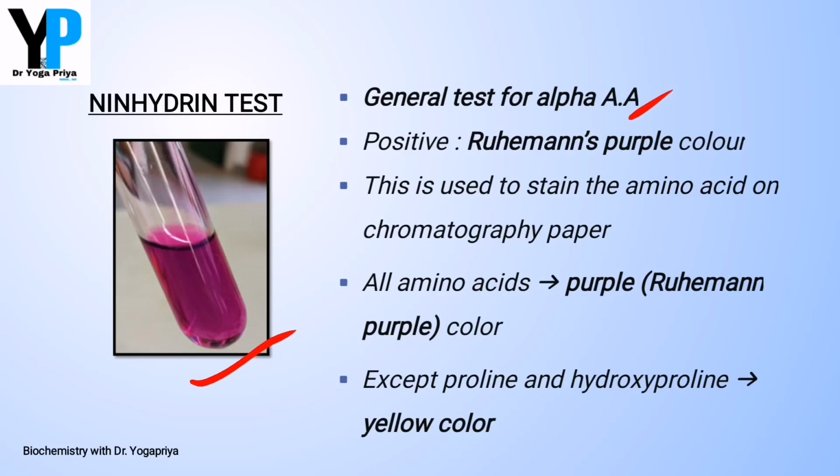How is this Ruhemann's purple color formed? It is mainly due to the condensation of two molecules of ninhydrin, the reagent which we are adding, with one molecule of ammonia from the amino acids in the protein sample. What is the importance of this ninhydrin test? It is mainly used to stain amino acids on chromatography paper once the procedure is over. All the amino acids give Ruhemann's purple color, except for proline and hydroxyproline, which always form a yellow color.